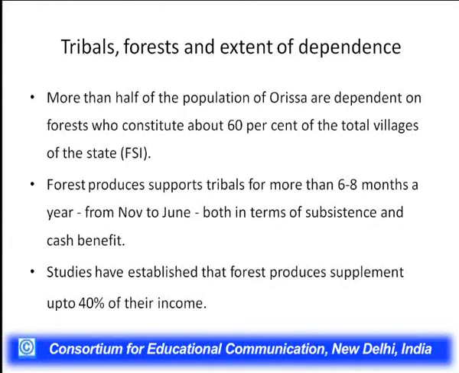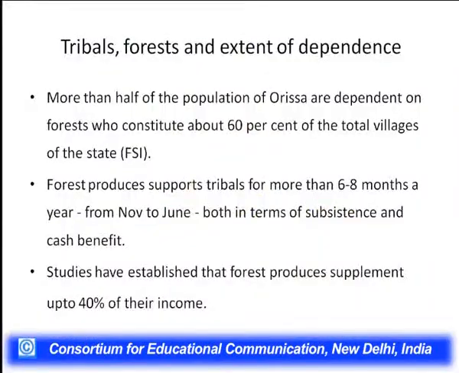Now, coming to the issue of tribals' dependence on the forests and what is gradually happening, which is not really respecting this dependence. More than half of the population of Orissa, for example, is dependent on forests, who constitute about 60% of the total villages. This is a huge number, and unless there is a tribal friendly policy that is followed, such that in the name of conservation or in the name of development, these tribals should not be evicted from their areas.